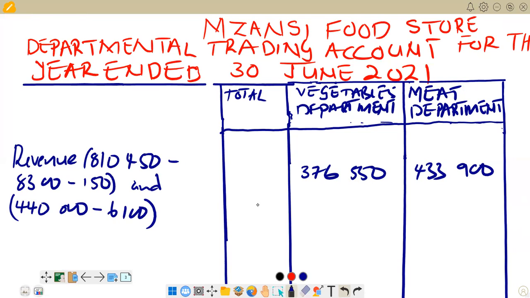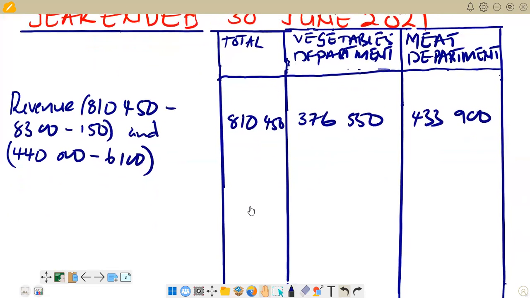So obviously we have a column for totals here. So it means we are going to add 376,550. Then we add 433,900. So the total that we get here is 810,450. Right. So from the sales, the net sales figure here, which is revenue, we are going to the next item that we have there in the trading account.